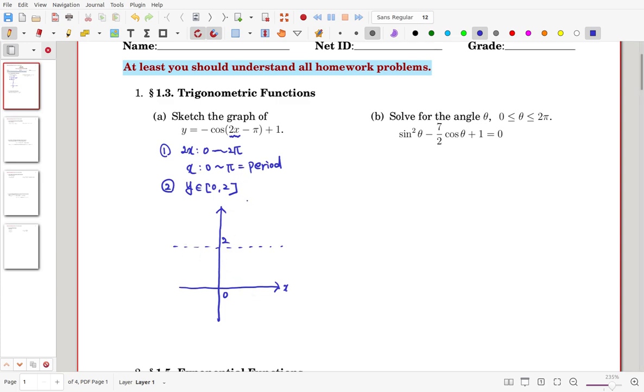Now, we choose one specific point, for example, x equals 0. Then y will be minus cosine of 0 minus pi, plus 1. Cosine of minus pi is -1, so that is 1 plus 1 equals 2. When x equals 0, it is passing the point, and we already know the period is pi, so after pi it comes back again to the same value.